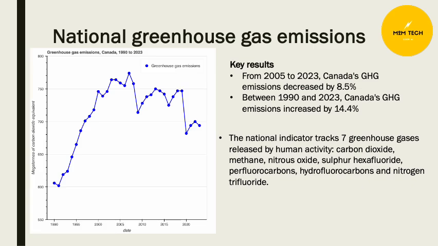This figure shows a plot of Canada's total greenhouse gas emissions from 1990 to 2023. Looking at the national data, there are two key takeaways. First, from 2005 to 2023, Canada's total greenhouse gas emissions decreased by nearly 8.5%, which shows some progress in reducing emissions. But over a longer term, from 1990 to 2023, emissions actually increased by 14%.